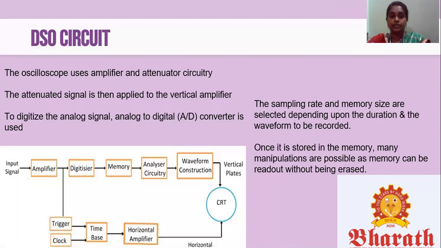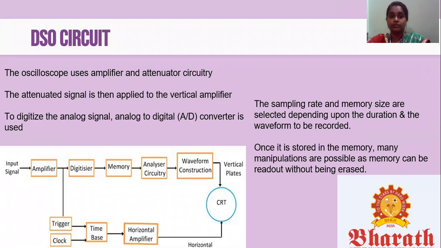Now coming to the circuit and principle of the digital oscilloscope, it has an amplifier, digitizer, memory, analog circuitry, waveform reconstruction, CRT, then a trigger or clock, time base, and horizontal amplifier. The digital oscilloscope digitizes and stores the input signal. This can be done by the use of a CRT, that is, a cathode ray tube, and digital memory. The block diagram of this basic digital oscilloscope is shown below.